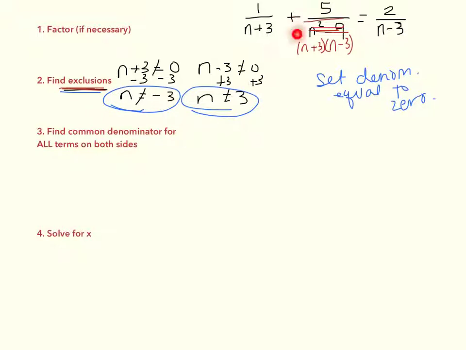No matter what we get when we do all this work, if it turns out to be negative 3 or positive 3, that's not an answer. It's not a solution. So this is something you have to find off on the side. Now let's come back to here.